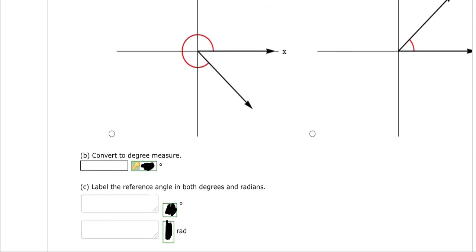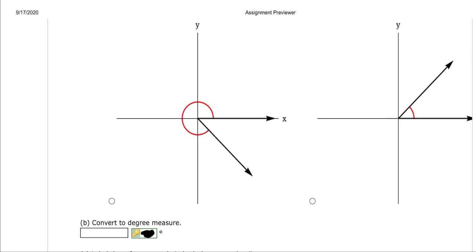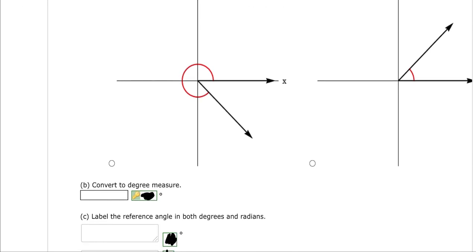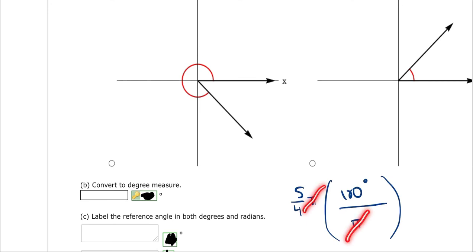All right, and then to convert that to degrees, well, we have 5/4 pi. So we start with 5/4 pi. And since we want to convert that to degrees, we're going to multiply by pi radians on the bottom and 180 degrees in the numerator. That's going to cancel out the radians and the pi's. And we're left with 180 times 5 divided by 4. So 180 times 5 divided by 4 is 225. And that should do it.